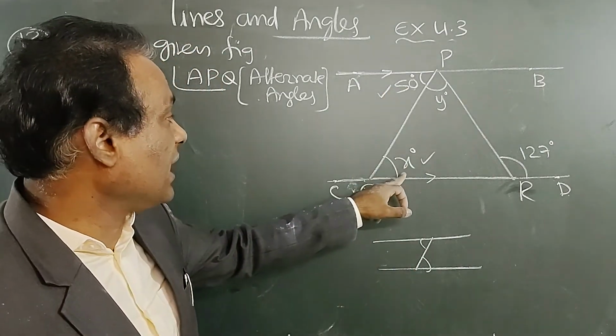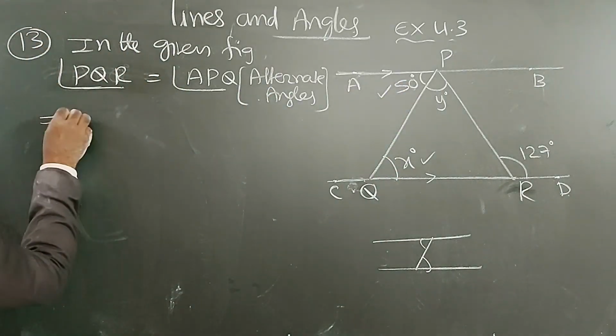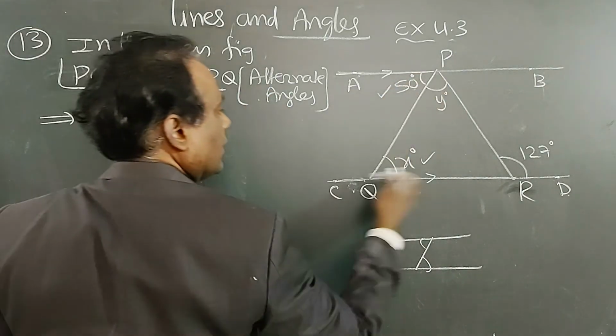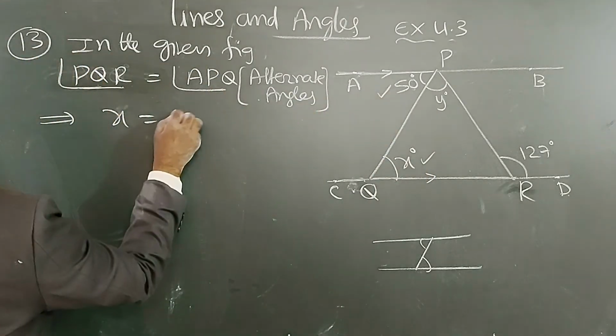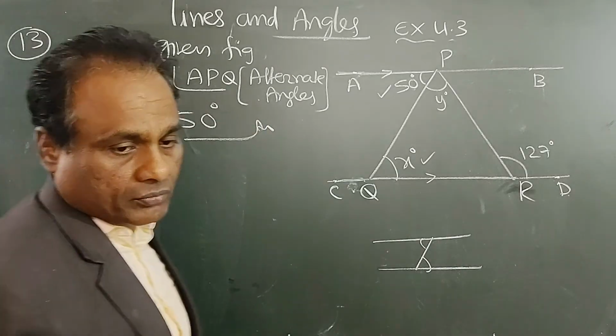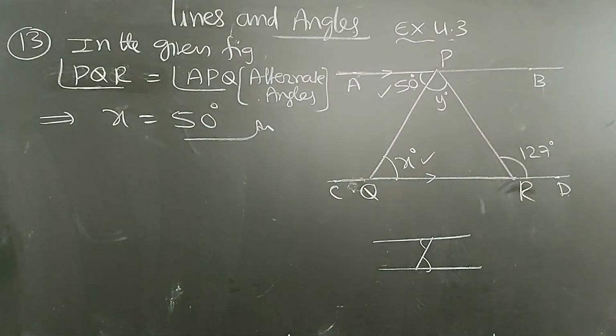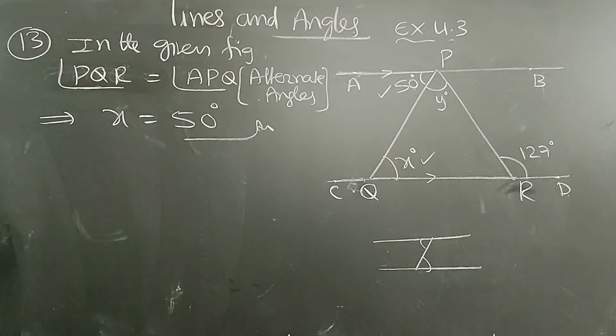So this is x, this is 50. That means x is equal to 50. Angle PQR is x. Angle APQ is 50. It is given in the problem. So x is equal to 50. In the first step itself, we got x is equal to 50, students. X is equal to 50.